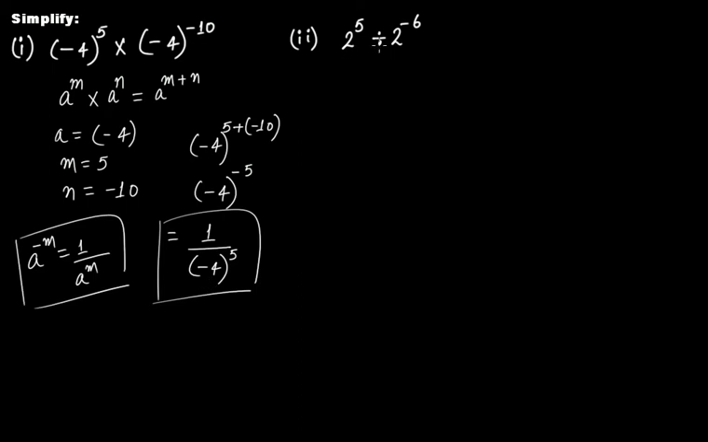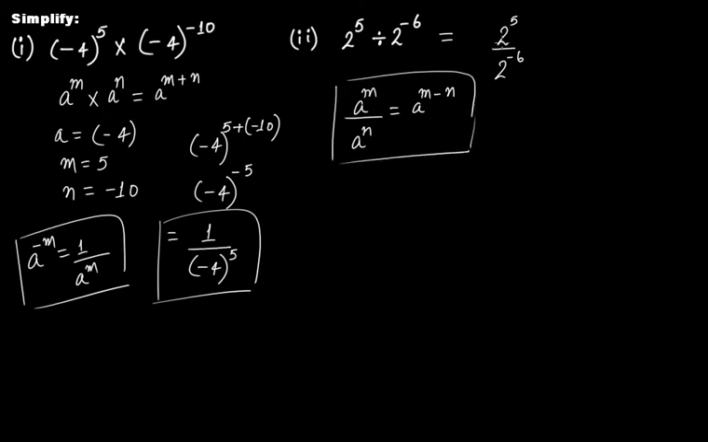In this case, this is 2 raised to the power of 5 divided by 2 raised to the power of minus 6. And it can be solved using a law of exponents, that is a raised to the power of m divided by a raised to the power of n is equal to a raised to the power of m minus n. So using this law, you can solve this problem.